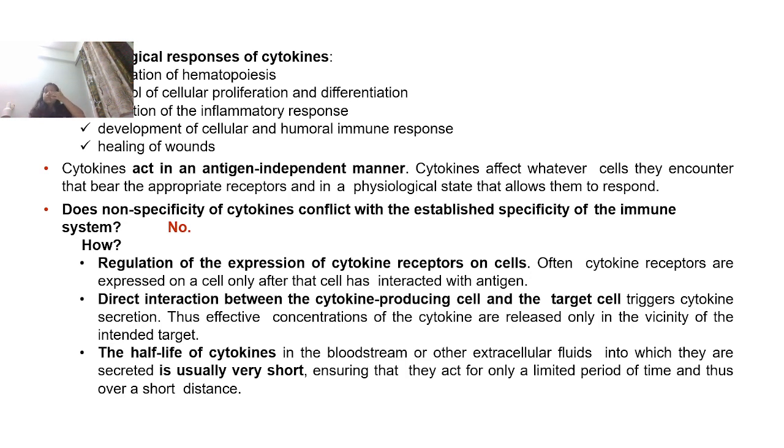Most often, only the cells which have interacted with an antigen will express the cytokine receptor, so that cytokines can act on those particular cells. And whether direct interaction between the cytokine producing cell and the target cell triggers cytokine secretion. Thus, effective concentrations of the cytokine are released only in the vicinity of the intended target.